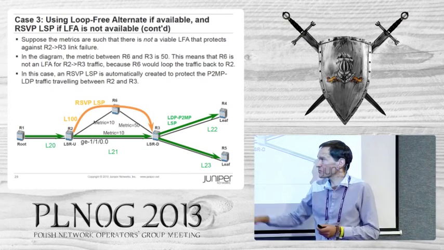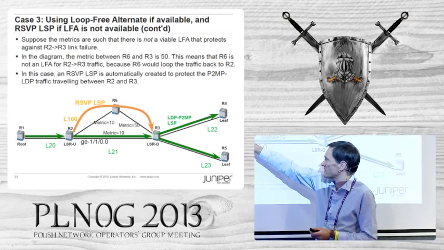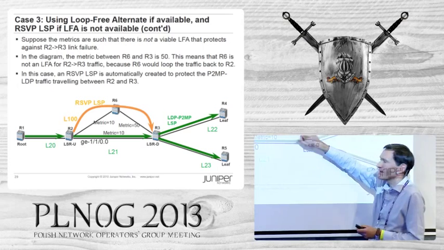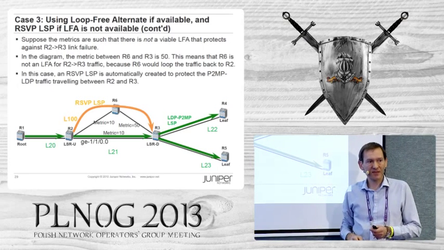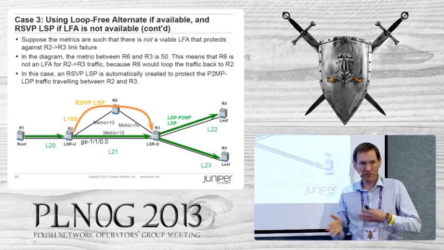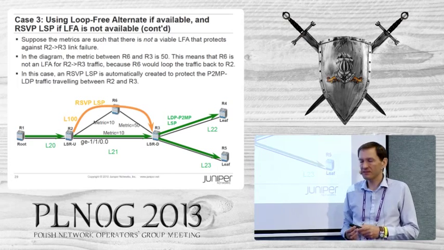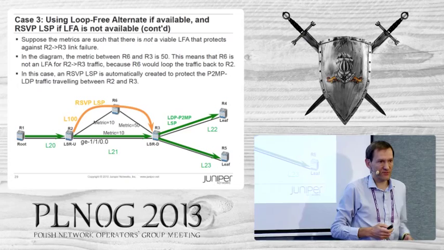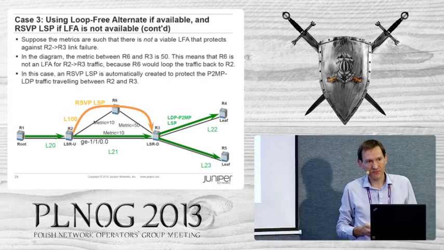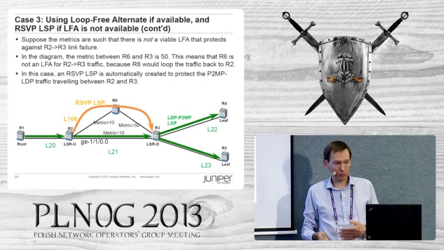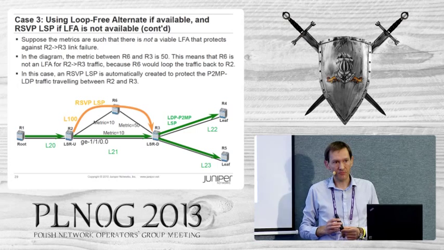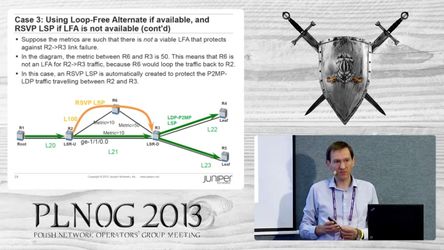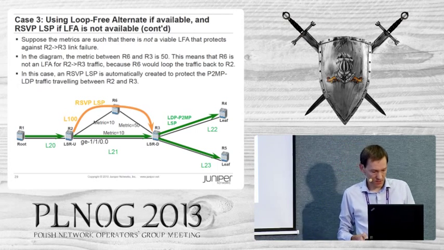And so this router here, R2, automatically sets up this RSVP LSP instead to act as the bypass. And this is happening completely dynamically. It doesn't need any operator intervention. And so using this adaptive scheme, we've succeeded in bringing the coverage to 100%. So this is a very good scheme for protecting LDP point-to-multipoint traffic.